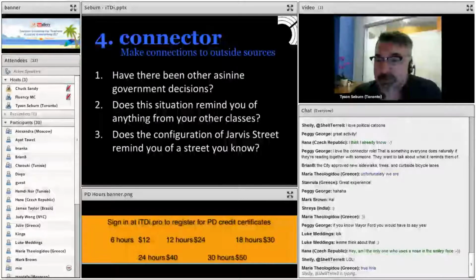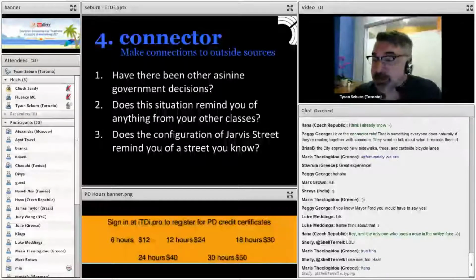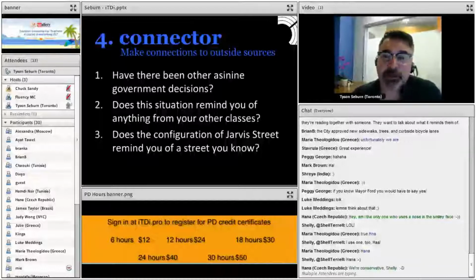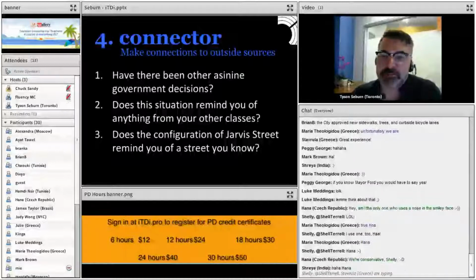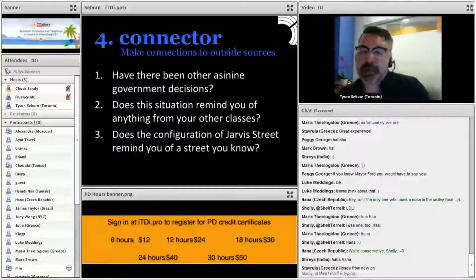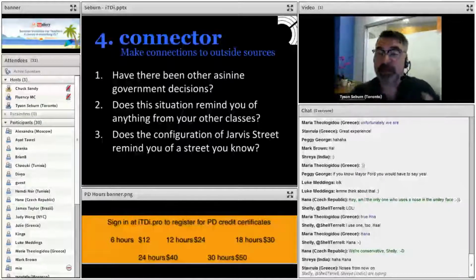Another question: does the configuration of Jarvis Street remind you of a street you know? This is connecting to personal experience. It's probably one of the easiest ways we make connections. I don't live in this city and I've never been to Jarvis Street, but in order to help me understand how Jarvis looks, is there a street in my own town that has a similar configuration with a reversible lane or bike lanes? That can be something that the group can discuss and try to help each other understand a little bit more.